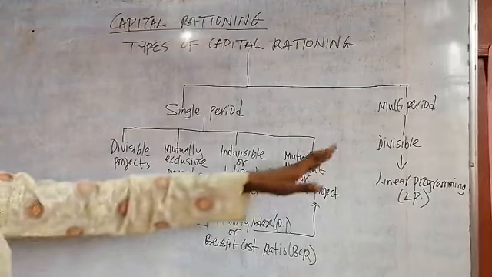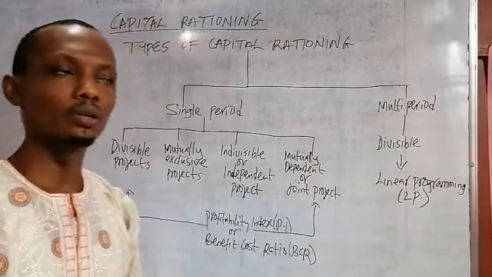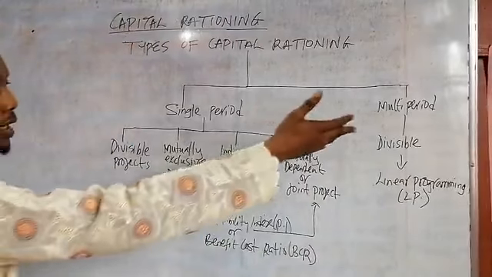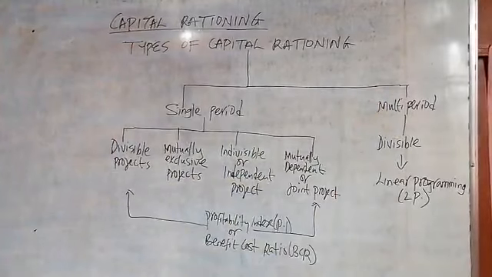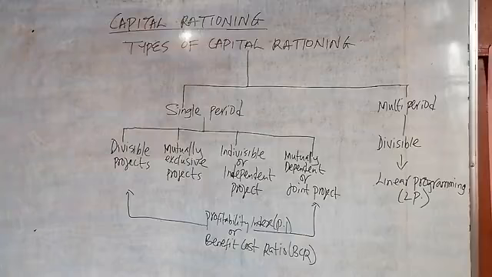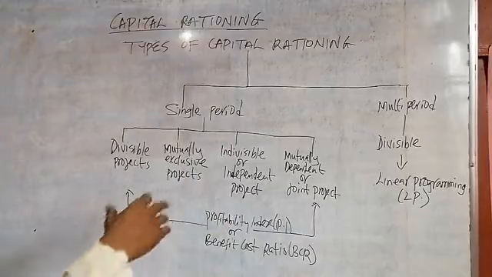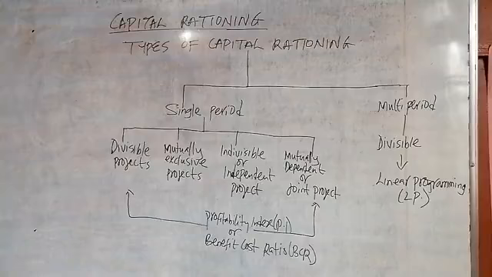The second one is multi-period capital rationing. This is a situation whereby the constraint on finance spans over a period, that is, more than one period, maybe 2 periods, 3 periods, as the case may be. That is what we call multi-period capital rationing.